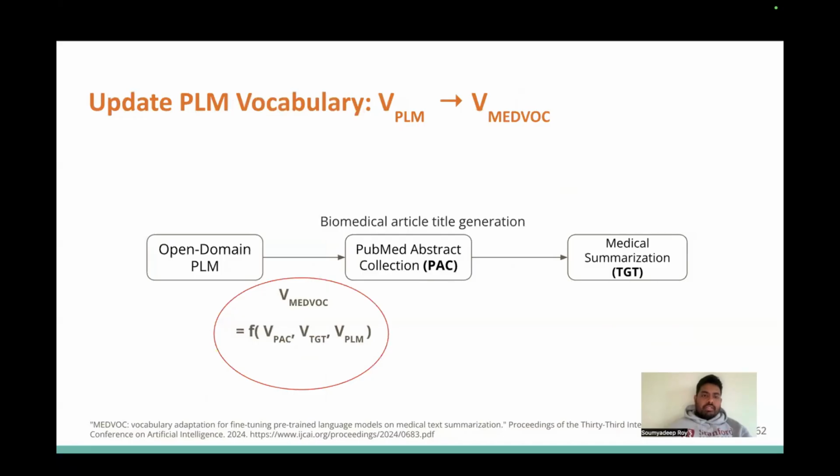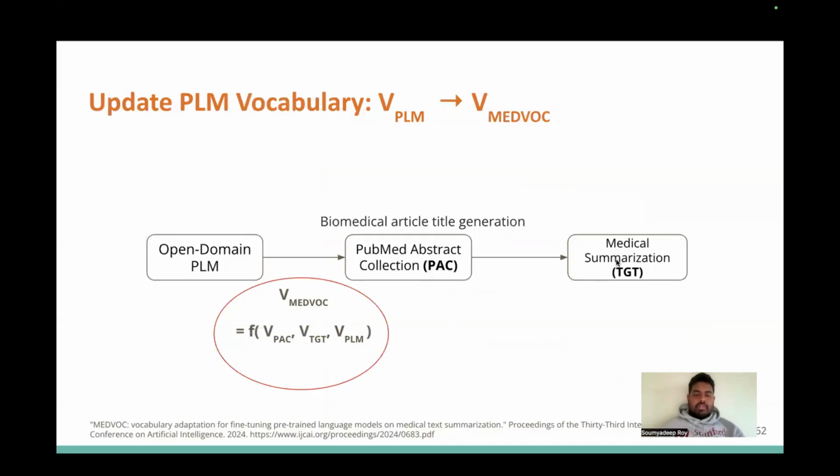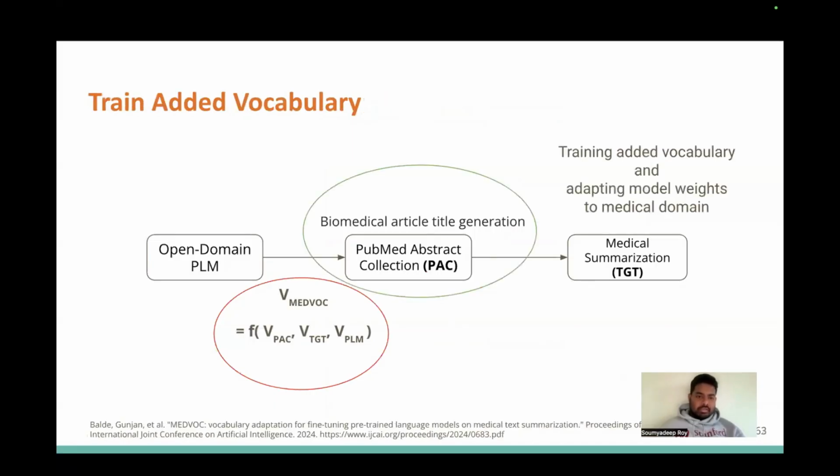And the idea that we wanted to propose is that, because we are targeting high vocabulary mismatch cases, we want to update the original vocabulary that the PLM has come with, with that of the target domain, that is the exact target task, the medical summarization task in our case, as well as with that of the intermediate training set. So if you see, previously here there was CNN Daily Mail. This we are also replacing with a biomedical dataset, which is called biomedical article title generation.